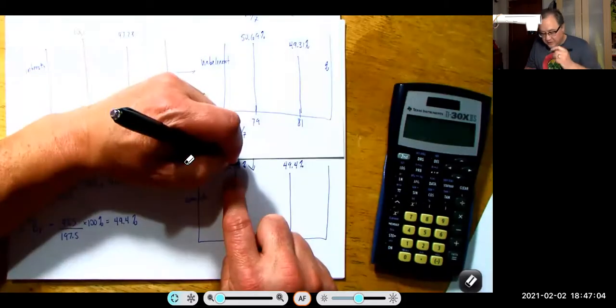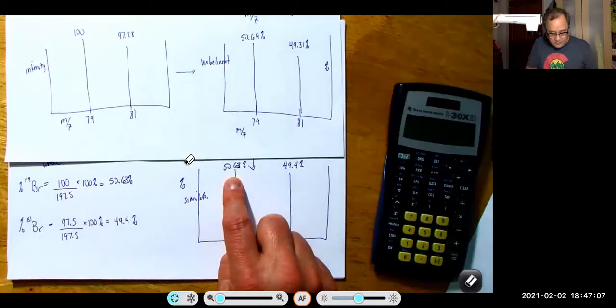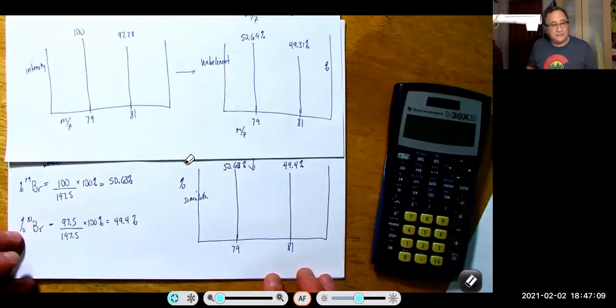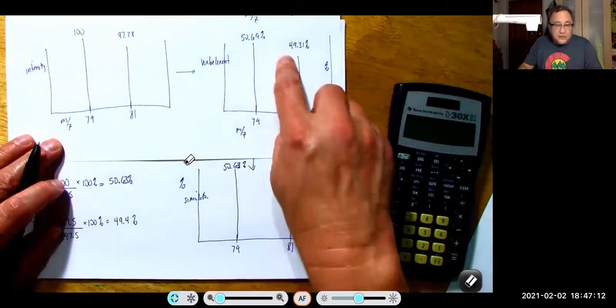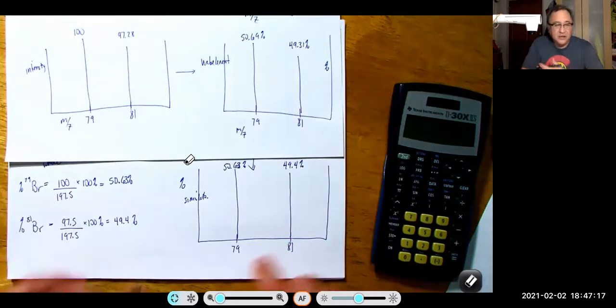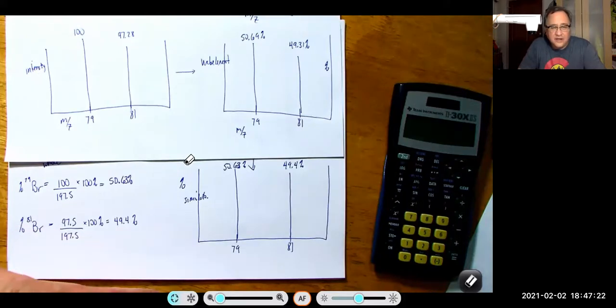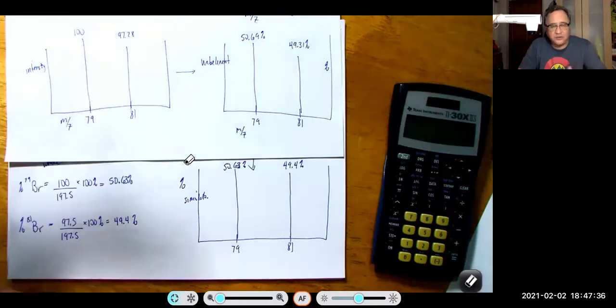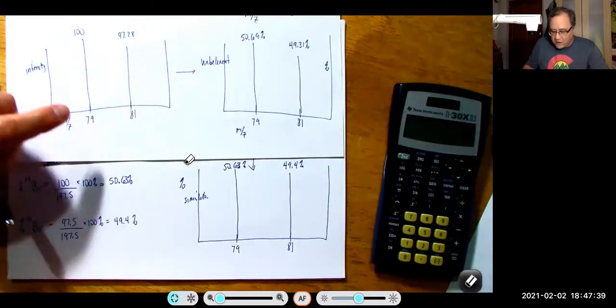So I've got 50.69% from Web Elements, and I've got 50.63% from the simulator. I got 49.31% from Web Elements, and I have 49.4% from the simulator. So what's our comment on those percentages? Are they close to one another? Are they wildly different? What do we want to say? And then after you comment on that, you want to also talk about, well, why are they a little bit different?